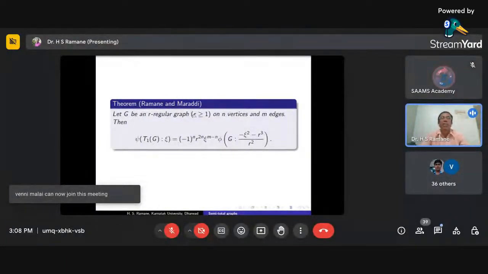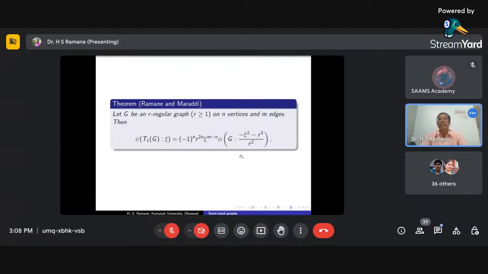If G is a regular graph with regularity more than 1 with n points and m edges, then the characteristic polynomial, that is, the degree subtraction adjacency polynomial of the semi-total line graph, is given by (-1)^n r^(2n) ξ^(m-n) φ(G; ...), that is, the characteristic polynomial of G with this parameter, minus i squared minus r cubed by r squared.